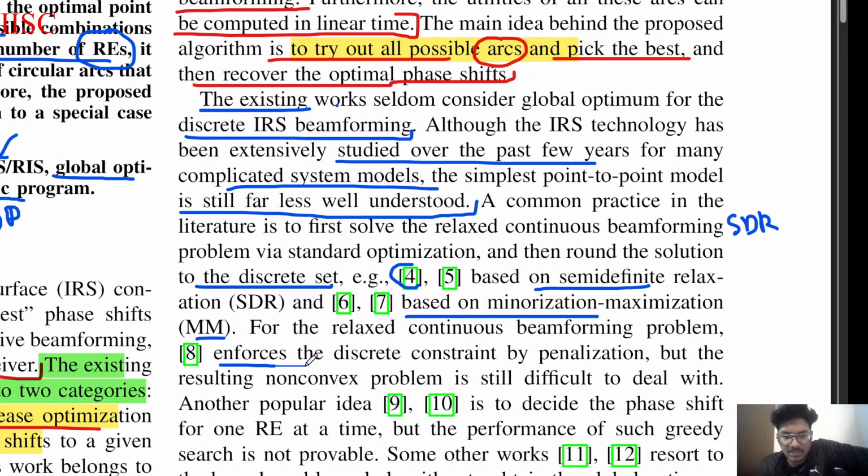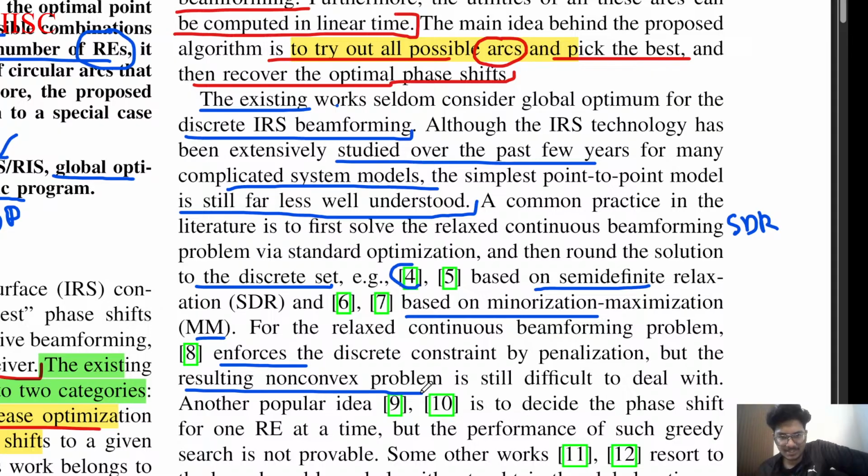Enforcing the discrete constraint by penalizing results in a non-convex problem, which is still difficult to deal with. So, as we said, the existing work on this IRS system has been going on for many years on different complicated system models, but the main point-to-point model is still less understood.